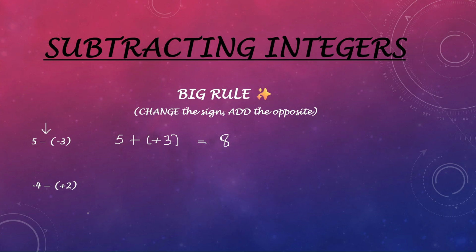Let's try the same thing with the next example. First, we need to change the subtraction sign into addition. So this minus 4 plus, and we need to change the sign of the next number. That is plus 2 will become minus 2. We need to add the integers. As we can see, both the integers are having the same sign. That is, both of them are having negative. So we have to add both the numbers. That means 4 plus 2 is 6. But since the addition rules told us that we need to put the sign of the bigger number, and the bigger number is having minus sign, finally the answer is going to be minus 6.